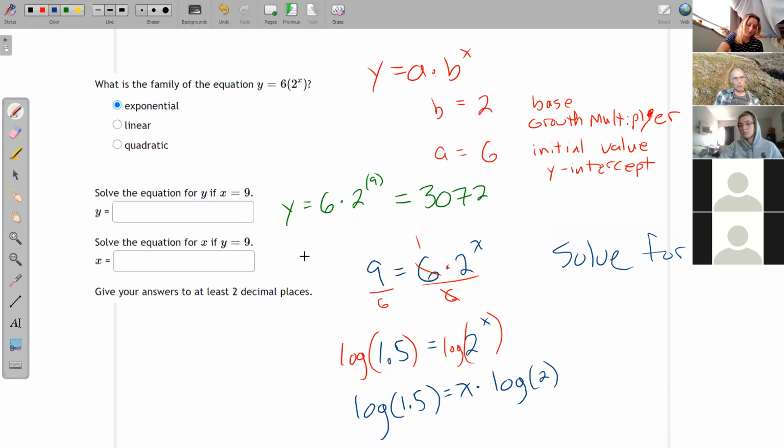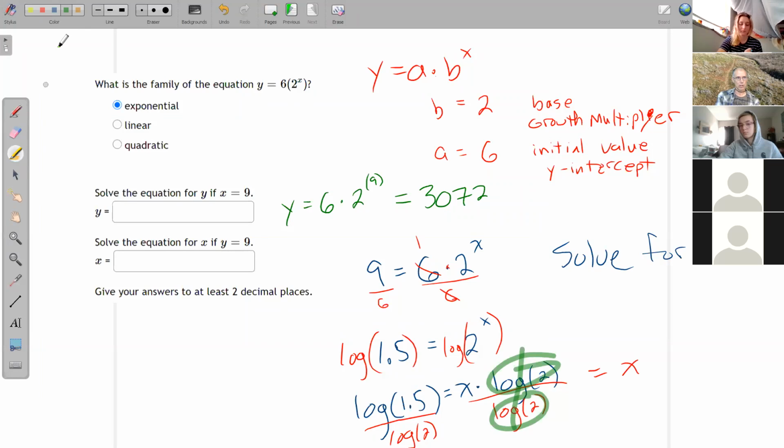Since it's connected by multiplication, I can move it to the other side by just dividing by that whole log of 2. And we've done this a lot before. On the right, when I take a number and divide by itself, that's always 1. So I now have 1x on the right side. So x equals this fraction over here. So that's my final answer right there. And I'm told to round to 2 decimal places where necessary, so I'm going to round that.